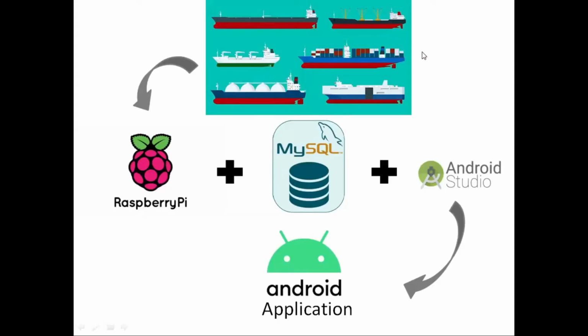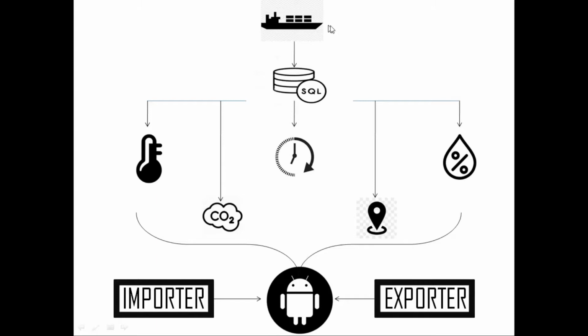So let's start with the flow diagram of the project. Raspberry Pi, or simply we could say sensors, which are already there inside the container, will send the signals to the MySQL, which is our database, and from here we will push these entries to our Android application. If we go deeper into it, we would find that from the cargo ship, all the sensors send their data to the database, and we are again separating those data according to our utility.